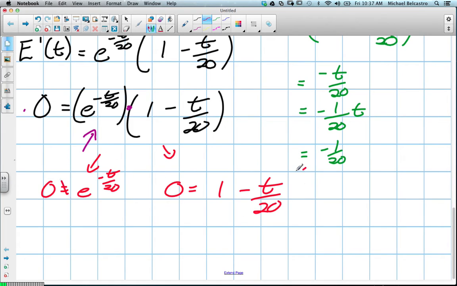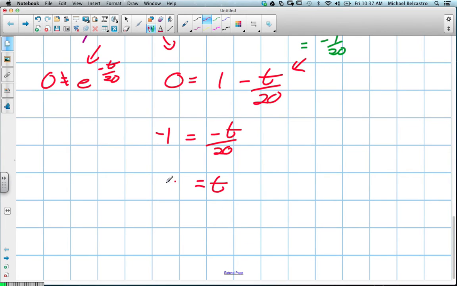But over here, we do have to worry about this t value. So let's solve for it when it would give us 0. When would it give us 0? We bring the 1 over, we get negative 1 is equal to negative t over 20, which is going to give us t at 20. So our other critical value is when the time is 20.